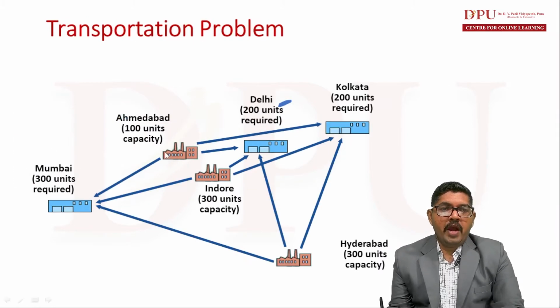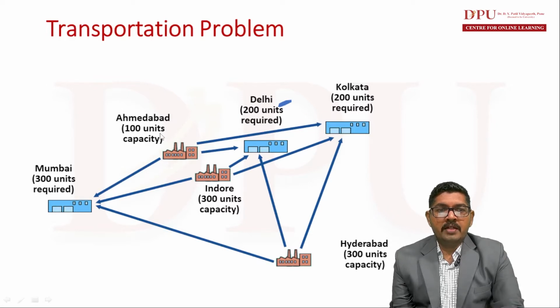Yes, so here we have the graphics. So we have Mumbai, this is a warehouse. Delhi is also a warehouse, and Kolkata is also a warehouse. So the demand at Mumbai is 300 units. For Delhi it is 200 units, and the demand at Kolkata is again 200 units.